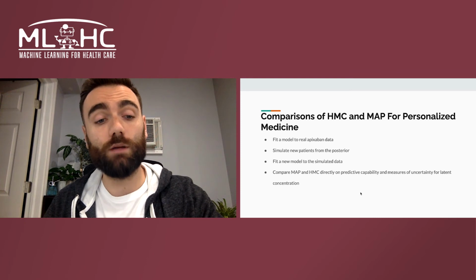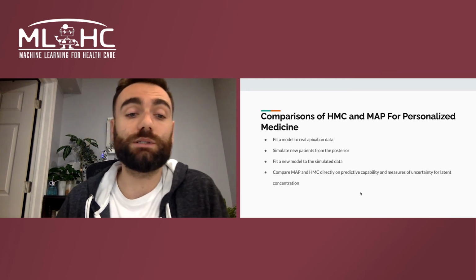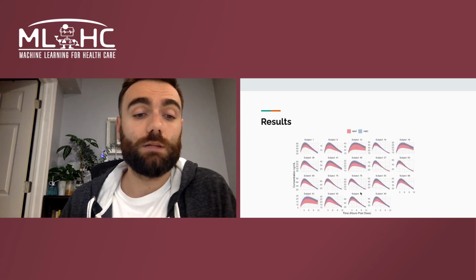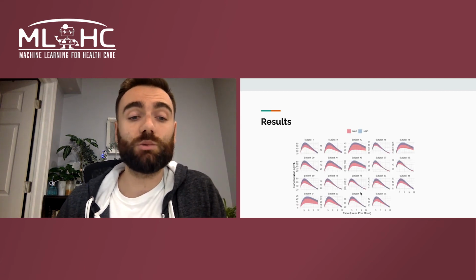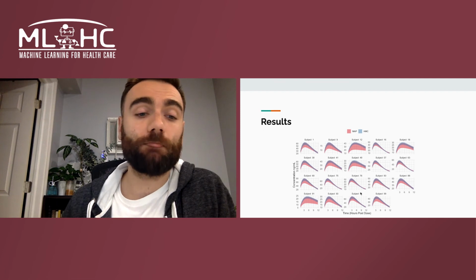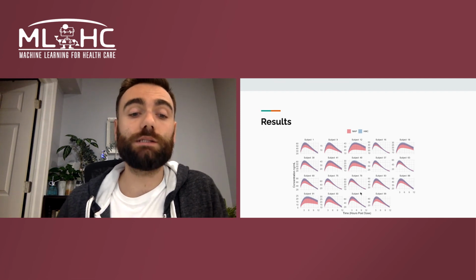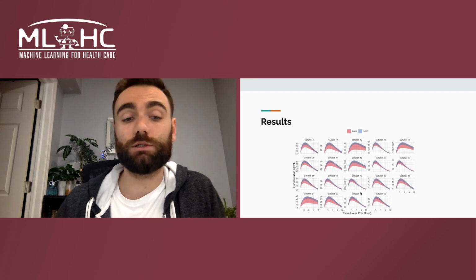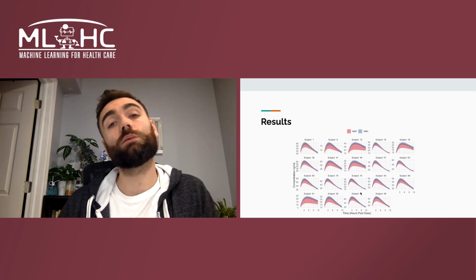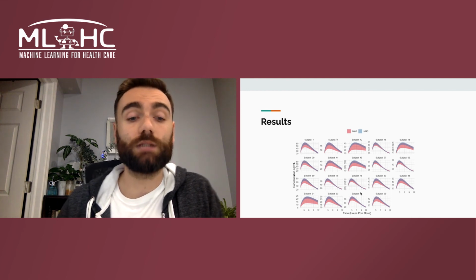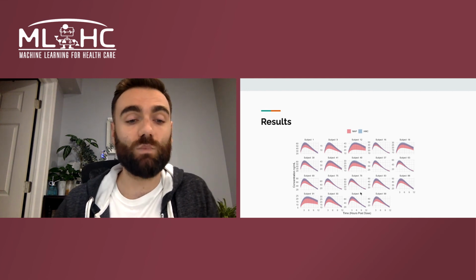We find that when it comes to predictive accuracy, MAP and HMC perform very similarly according to popular loss functions. But estimates of uncertainty between each model can vary quite a lot. Figure 5 in our paper, shown here, showcases 19 pseudo-patients in which MAP's credible interval for the latent concentration is 1.5 times as wide or wider than HMC's at its widest point.